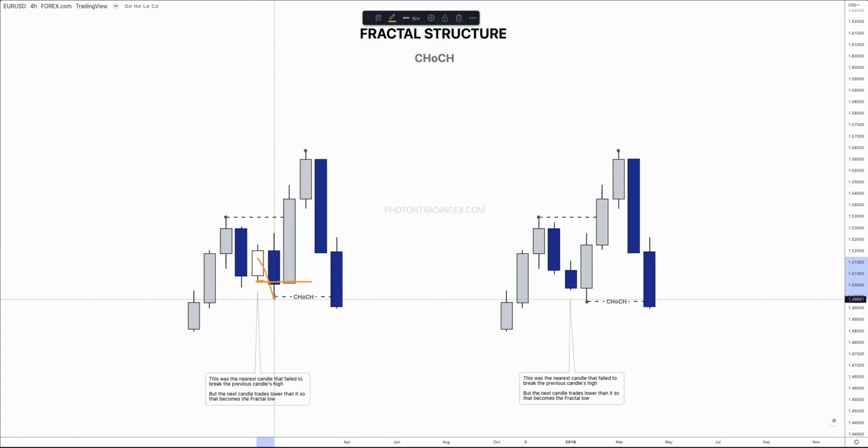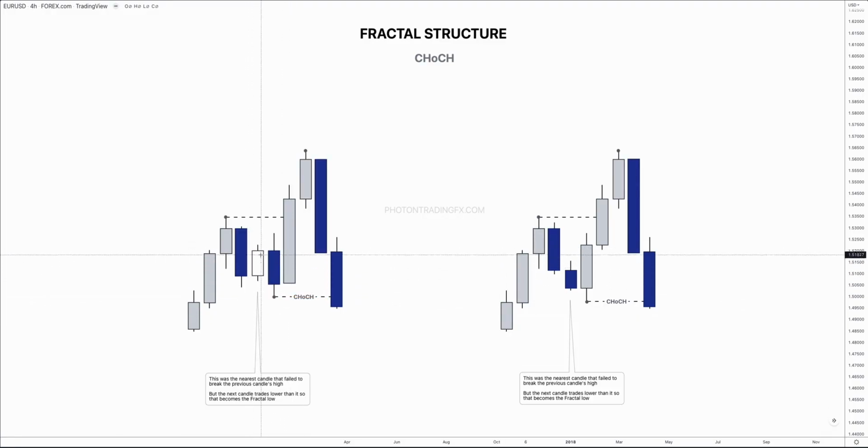Price traded lower and then we had the up movement, okay? So in these instances, when you find the nearest candle that failed to break the previous candle's high, but then the next candle trades lower, this is where this becomes our low and that's our true CHoCH line, okay? So that's just an instance in which you need to adjust it to the next candle. Obviously it doesn't make sense to have a line where price has already traded through it, okay?